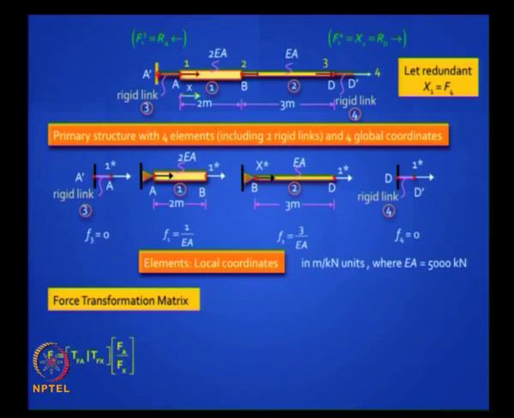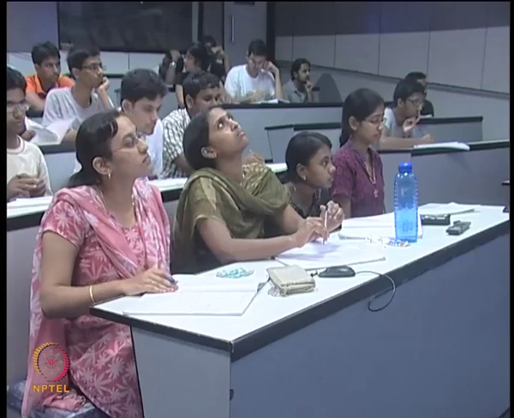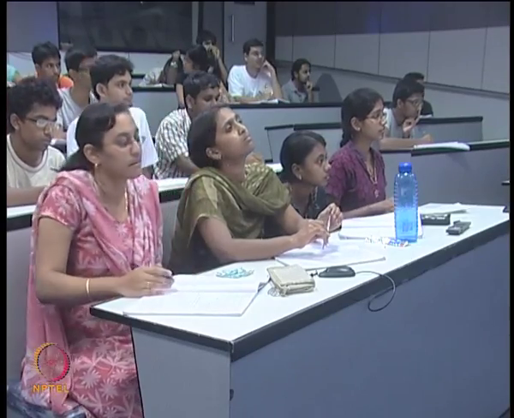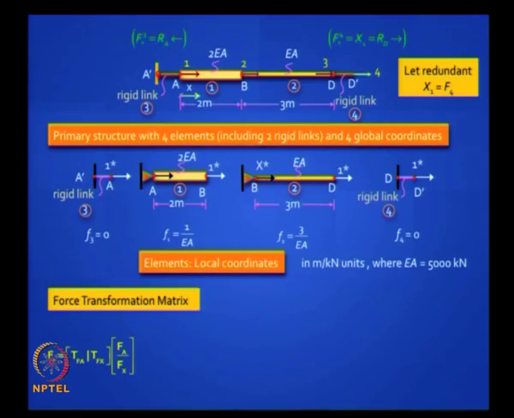Now, you have to write down the force transformation matrix. Now, write it down. Okay, I am not going to spoon feed you. Write down the force transformation matrix for this simple problem. What is the size of that matrix? TFA, TFX? How many elements are there? Four, right? So you need four rows. How many columns are there?